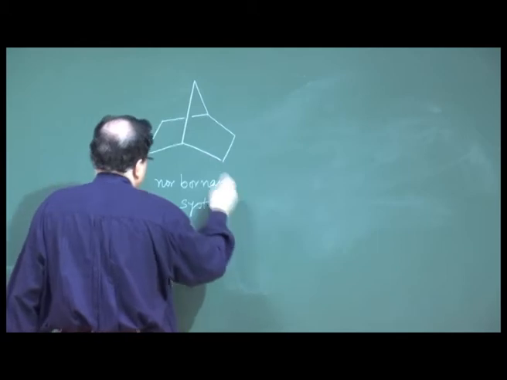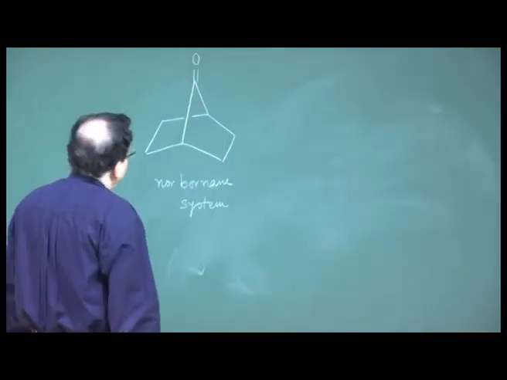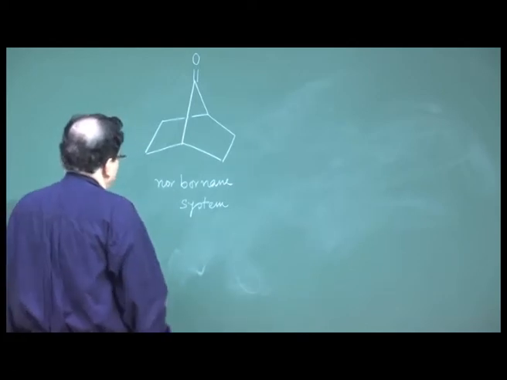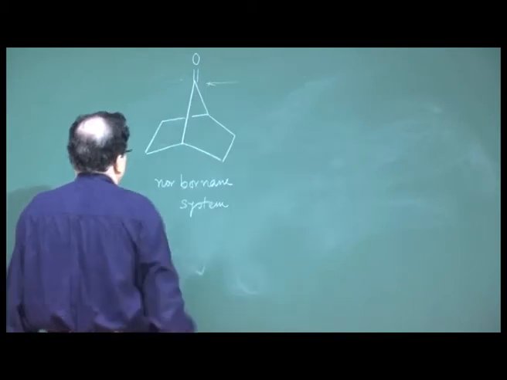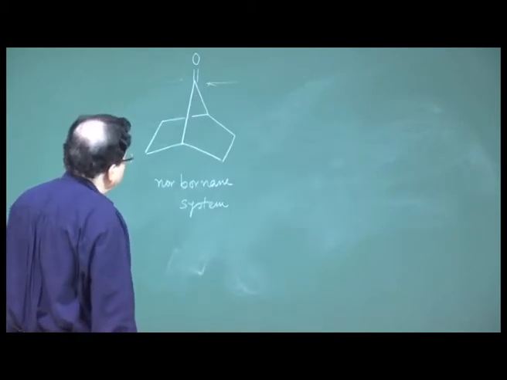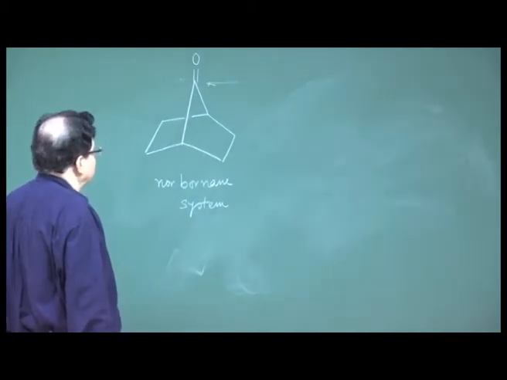A norbornene system, and if you put a carbonyl here. Okay. Now, what happens? Now, this is perfectly symmetrical. So, if the nucleophile comes from this side or this side for a carbonyl addition, you get the same product, because you do not have any other substituent in the system.